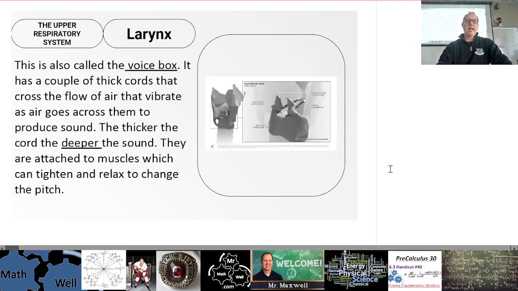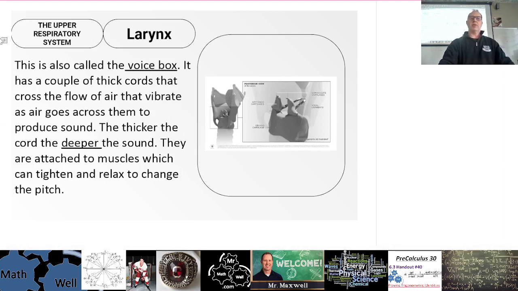All right. So the larynx. This is also called the voice box. It has a couple of thick cords that cross the flow of air and vibrate as air goes across them to produce sound. The thicker the cord, the deeper the sound. That's one of the reasons men often have lower voices than women: thicker vocal cords, and this structure provides deeper sounds.